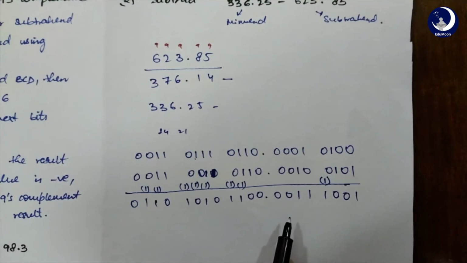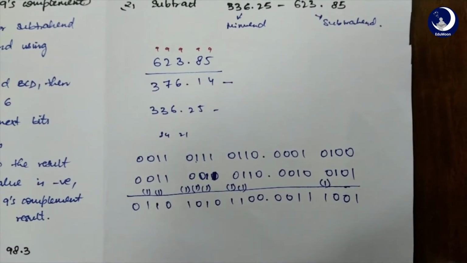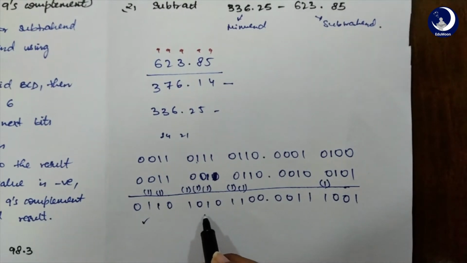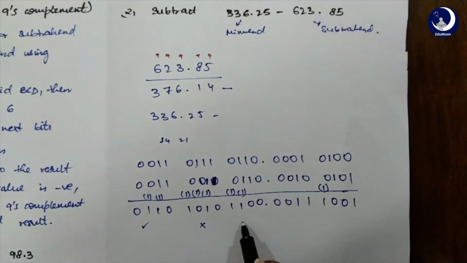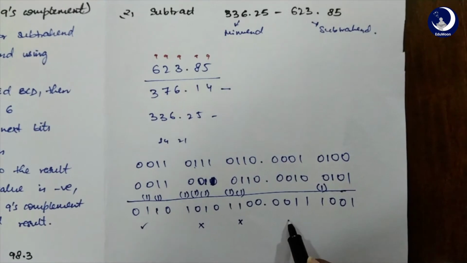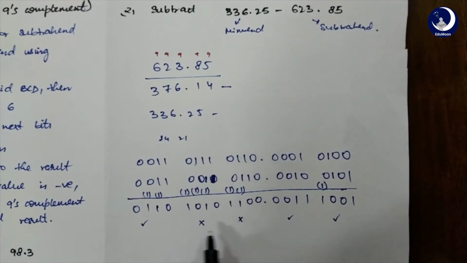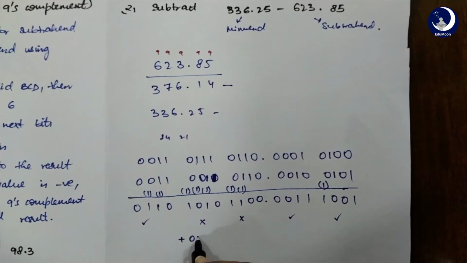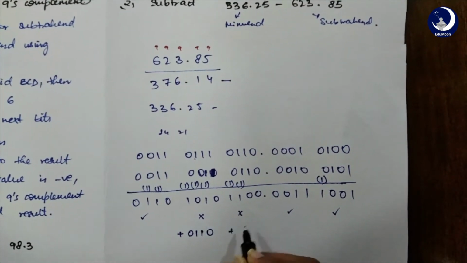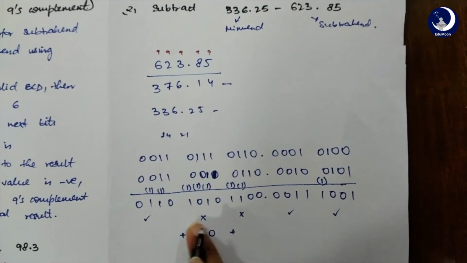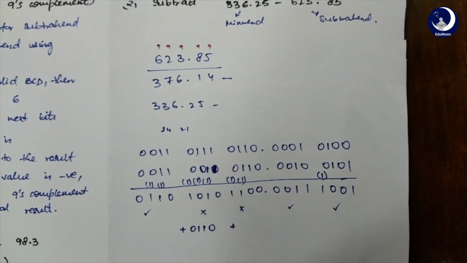Okay, now let's check which of these are a valid BCD. 0110 is a 6, so it's a valid one. 1010 is not valid. 1100 is not a valid one. 0011 is a valid one. 1001 is also a valid one. Now, for the invalid BCD, we will be adding 6 to this one. Don't confuse this to be a multiplying symbol. I'm just crossing out which ones of them are not a valid BCD.